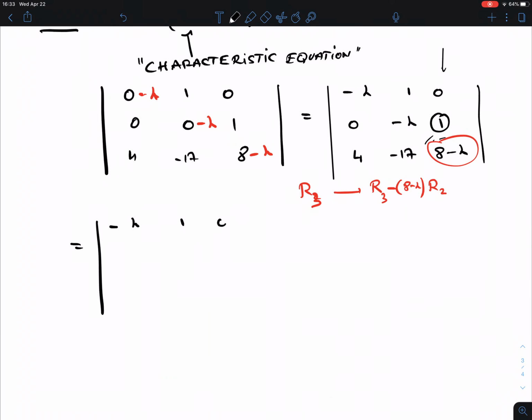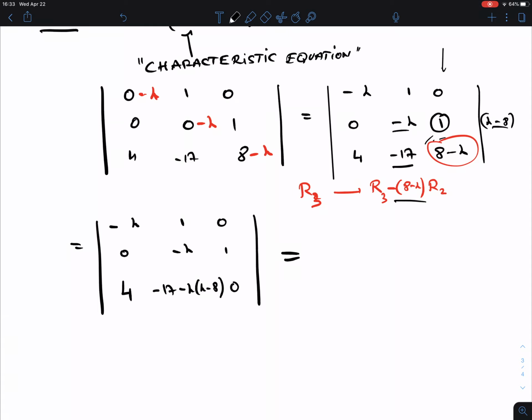Minus lambda, 1, 0, 0, minus lambda, 1. Now we have to multiply this by minus 8, or perhaps better to say multiply this by lambda minus 8, that's the negative of this one, and add it to the other one. So 0 times, that's nothing, so you get just 4. Now we have minus lambda, so minus 17, and to that we have to add this product: minus lambda times lambda minus 8. And then we do it here as well, but of course that goes with the 0.